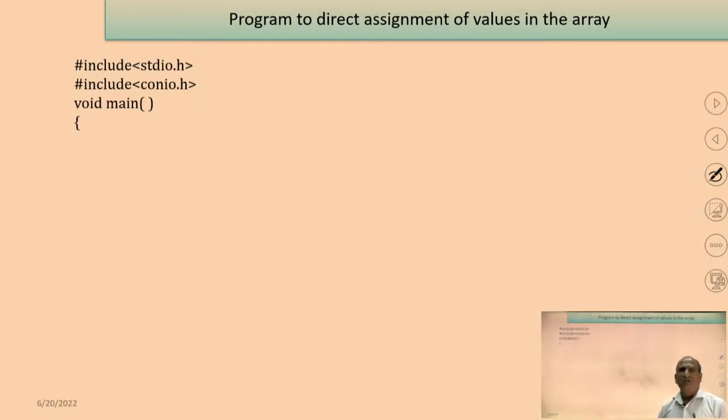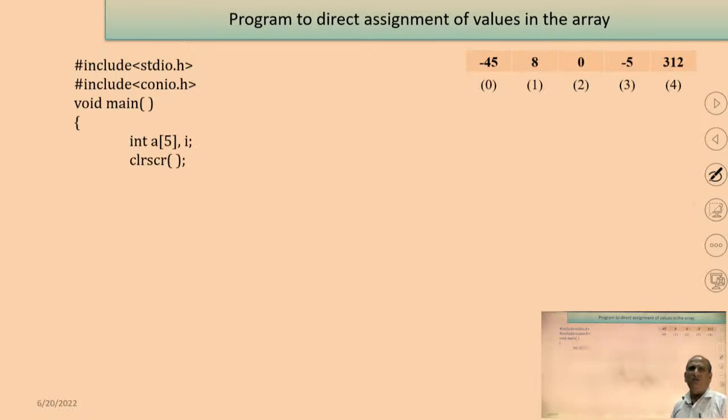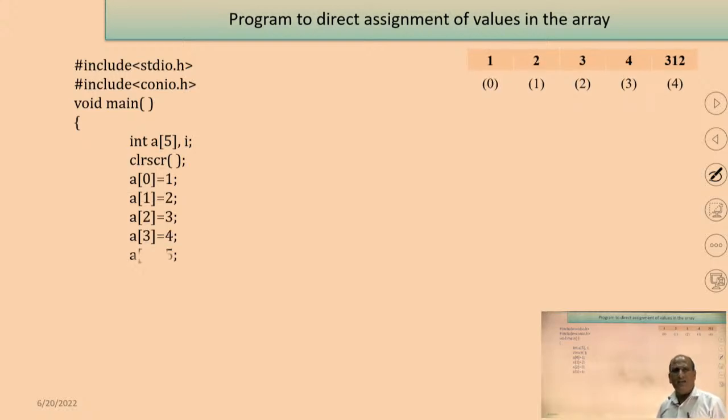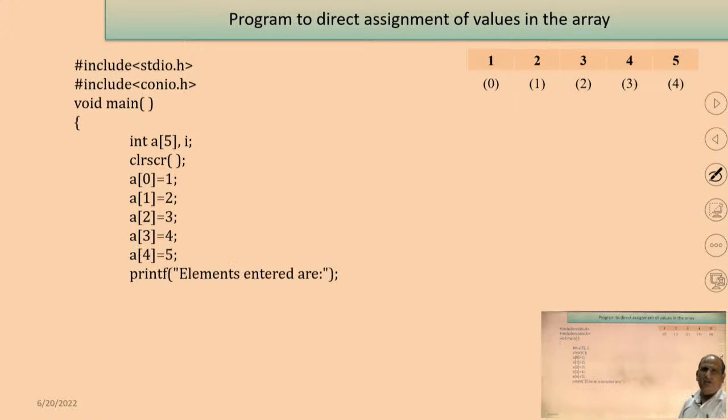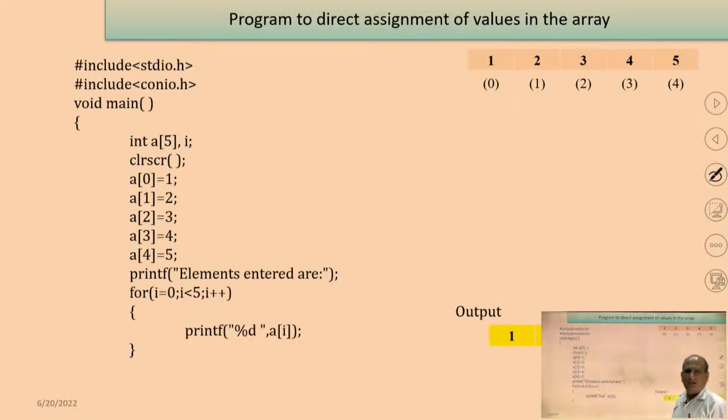We can directly assign the value to the elements also. Means if we have declared a 5 size array, A of 0 has been assigned 1, A of 1 has been assigned 2 and so on. This way you can directly assign the values, and they may be printed. Okay, it is a very easy concept.